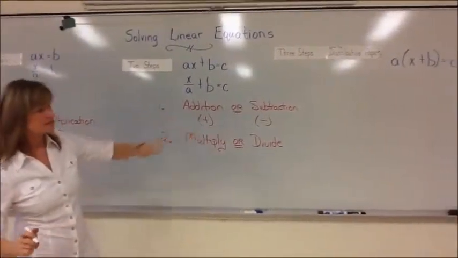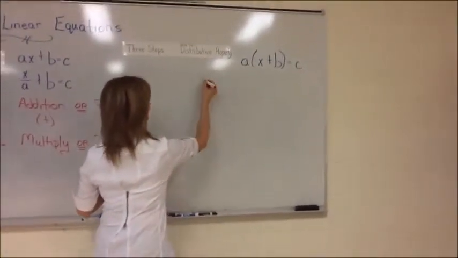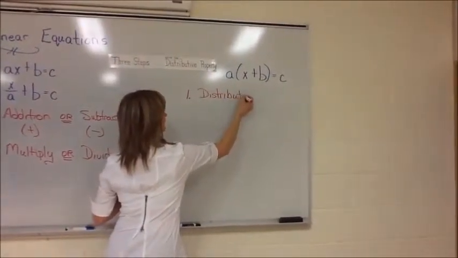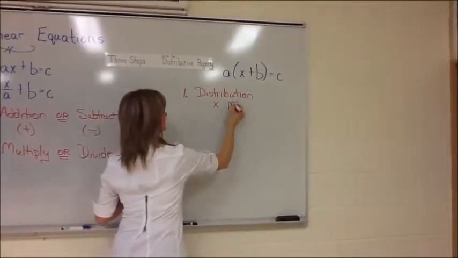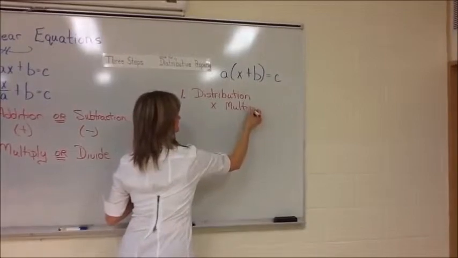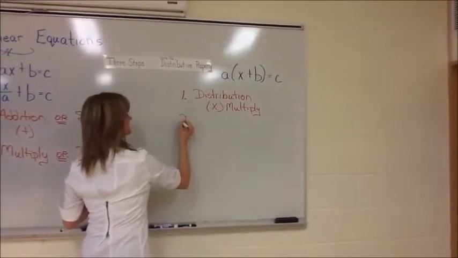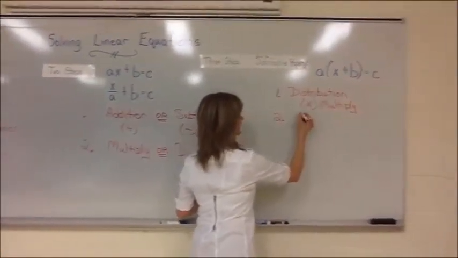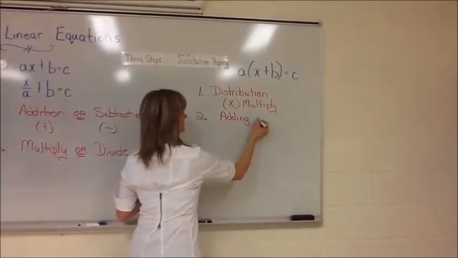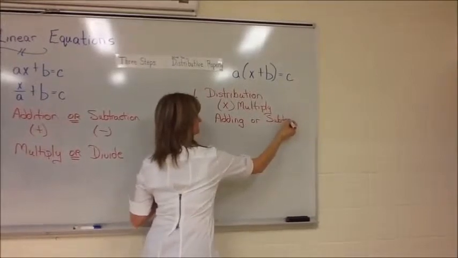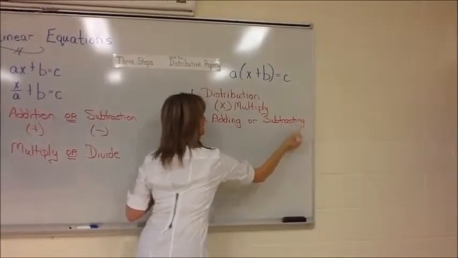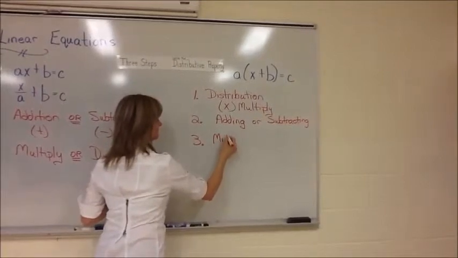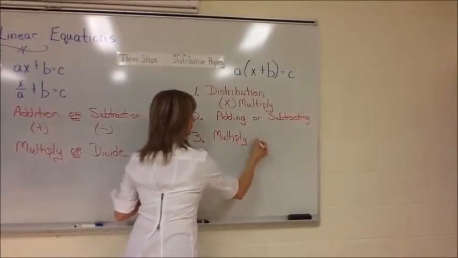And then when you jump to the third step, you're doing the distributive property. Your first step is distribution, which is your multiplying process. Your second step, when you're doing this process, is to go back here. You're going to be either adding or subtracting. And then your final process, again, is what you did in step 1. You're multiplying or dividing.